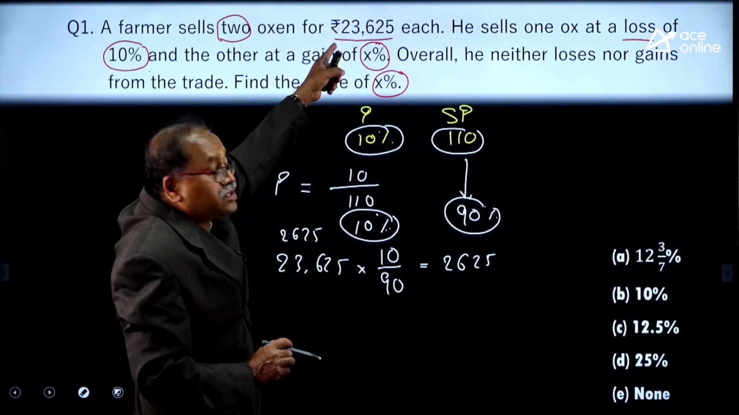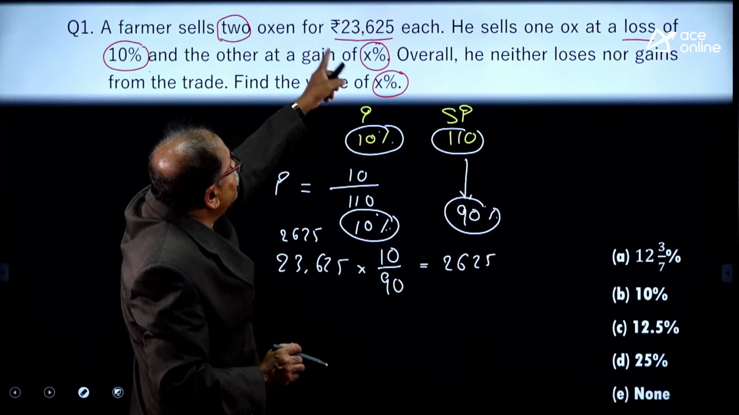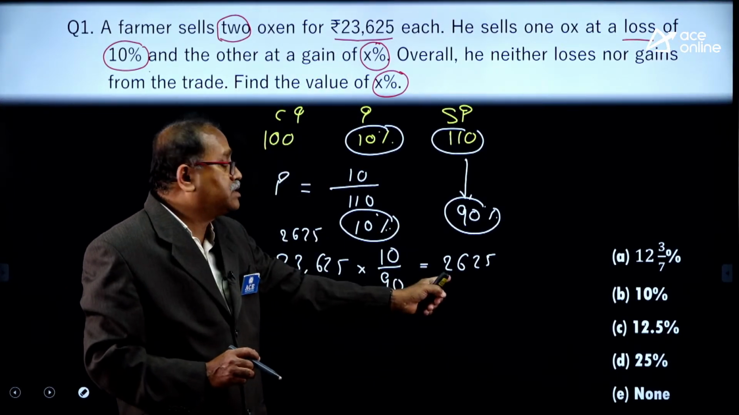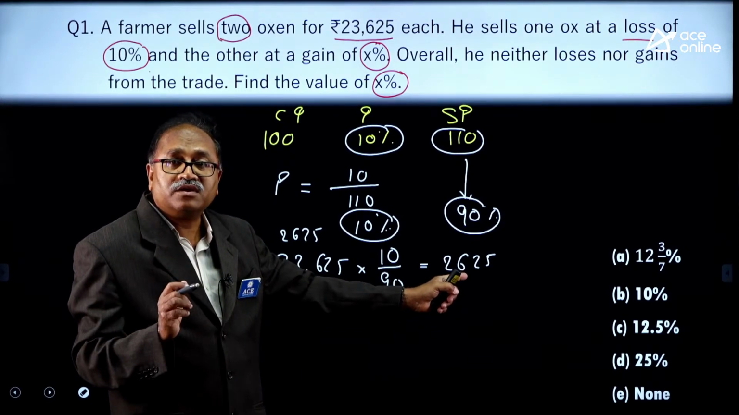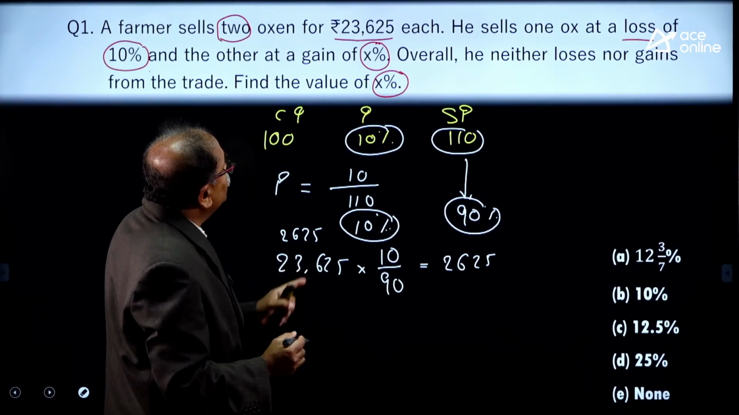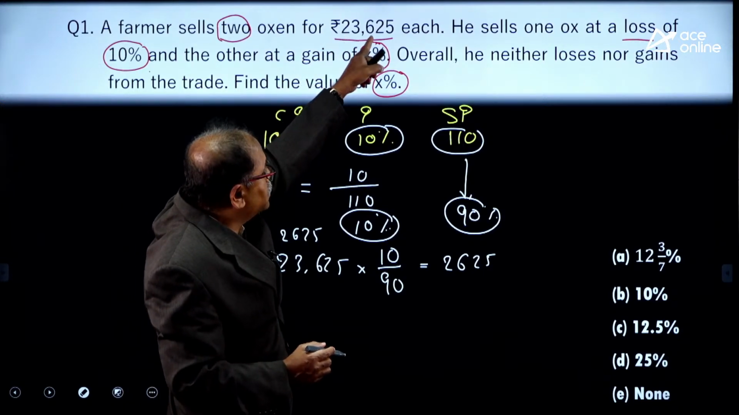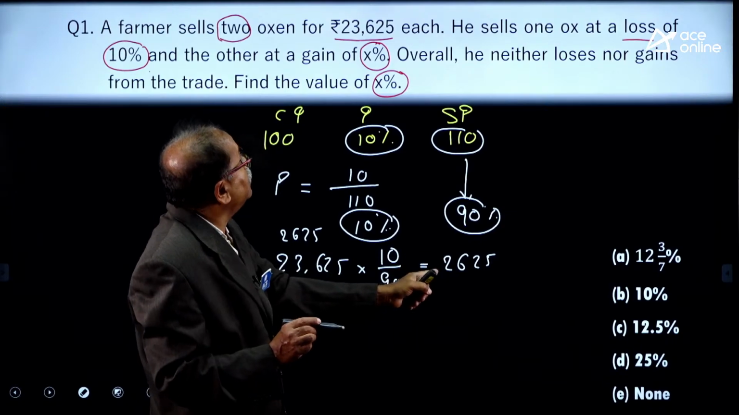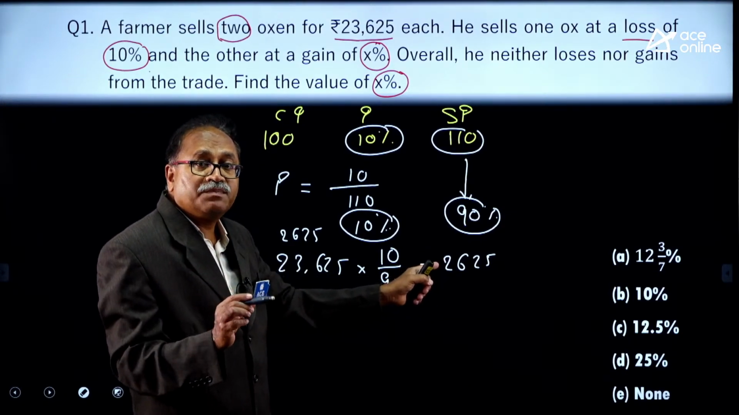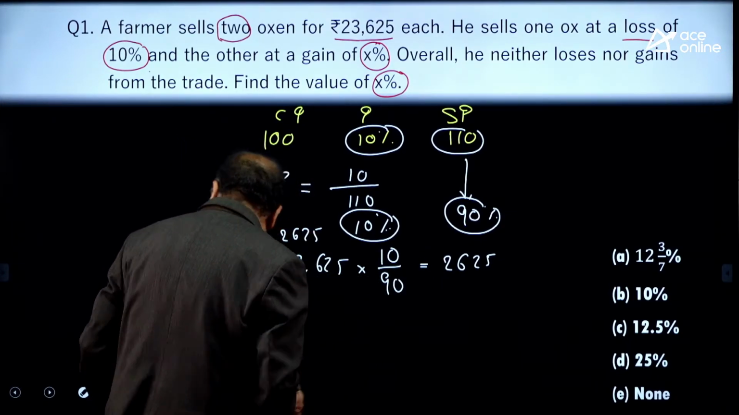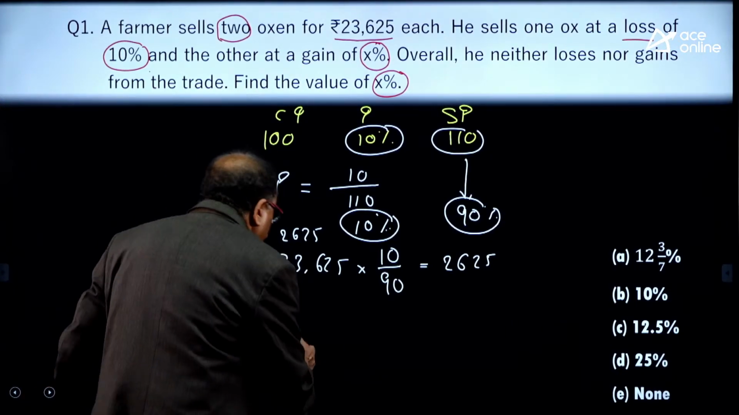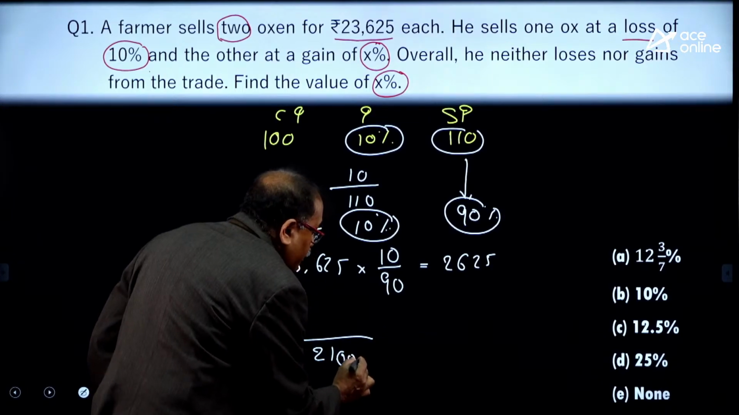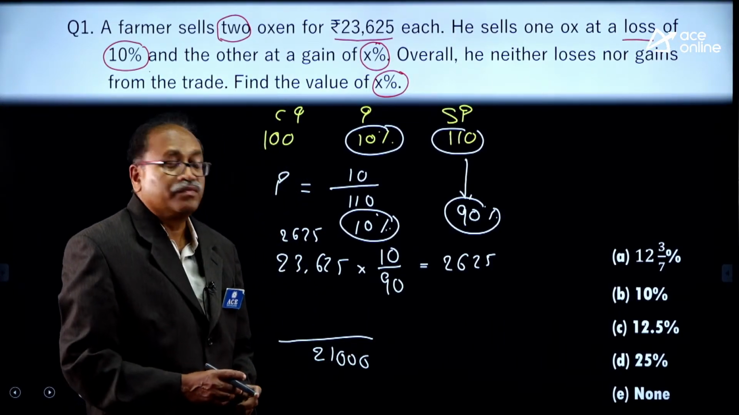That means in the second case the selling price is there and there is a profit. Can I find out the cost price? Yes, selling price minus this profit, I will be getting the cost price. That comes 23,625 minus 2,625, I am getting 21,000. So, your CP is 21,000. What's your CP? 21,000 is your CP, right my friends? Okay.